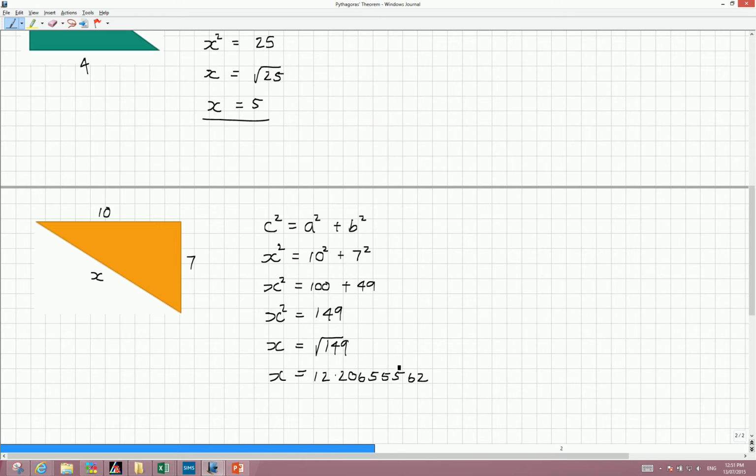12.2065556 on my calculator. Now we obviously don't need to write all of this decimal number down in our final answer, so we're going to round our answers to 3 significant figures. So we'll always be looking to see 1, 2, 3, and then look at the next number along to see what that is. X equals 12.2 to 3 significant figures. So if you get a long decimal answer, write the whole decimal out and then do the rounding to 3 significant figures, or whatever the question asks. Okay, that's that question done.